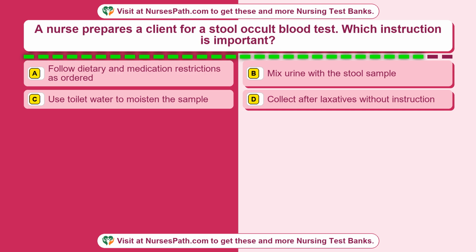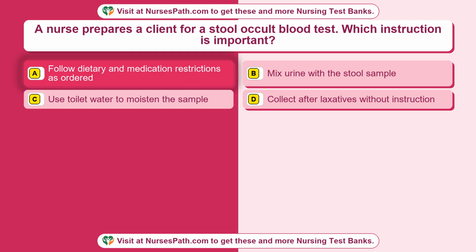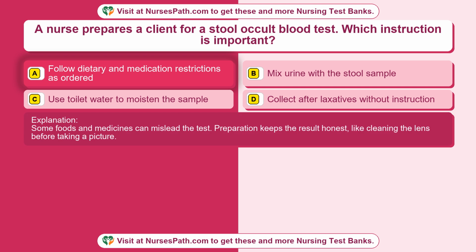Question 6. A nurse prepares a client for a stool occult blood test. Which instruction is important? Option A. Follow dietary and medication restrictions as ordered. Option B. Mix urine with the stool sample. Option C. Use toilet water to moisten the sample. Option D. Collect after laxatives without instruction. The correct answer is option A. Follow dietary and medication restrictions as ordered. Some foods and medicines can mislead the test. Preparation keeps the result honest, like cleaning the lens before taking a picture.